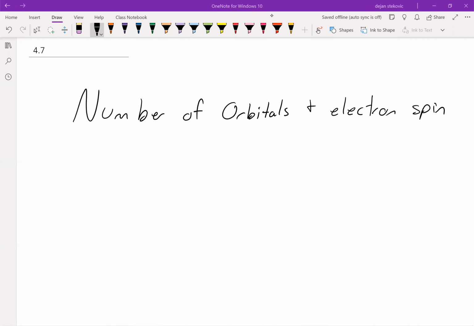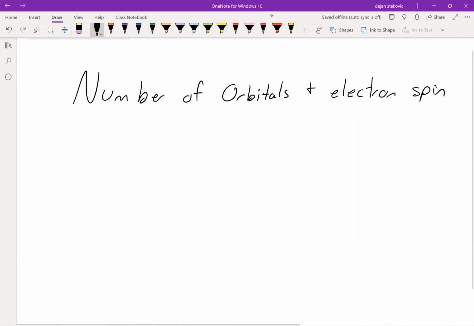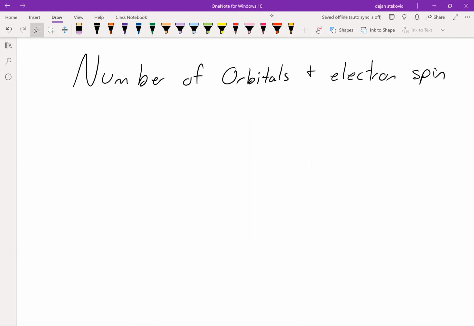All right, we've actually got more quantum numbers than just N and L. We've also got quantum numbers that predict how many orbitals each of our subshells will have, and then the spin on the electron that is in a particular orbital. So the first one is the number of orbitals. This gets the designation of M sub L, so like the L is a subscript.